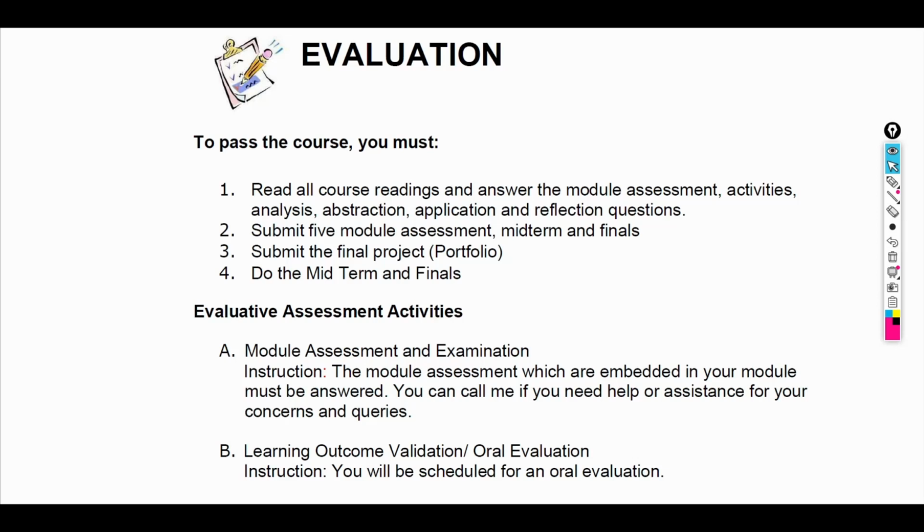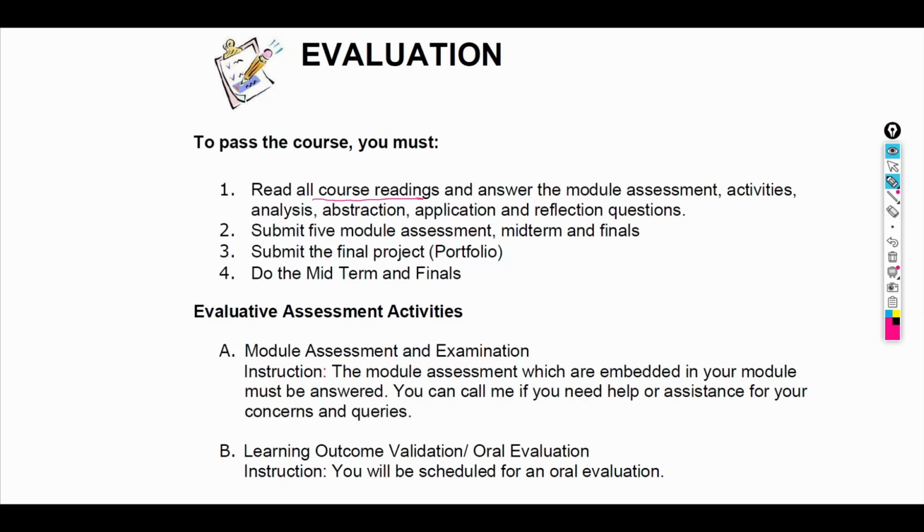Now for page Roman number 5, under evaluation, to pass the course, you must read all course readings. How many course readings do we have? Based on the number of modules, we have 5 modules. We can see that on the table of contents later on. So to pass the course, you are supposed to read all the course readings.